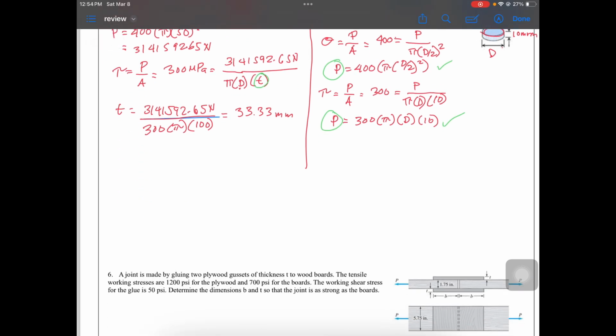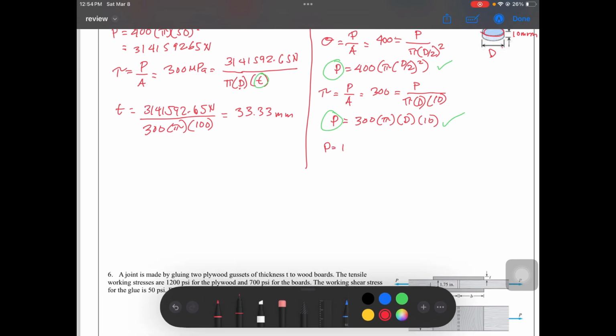So, equate natin sila each other. P is equal to P. So, 400 pi d squared over 4 equal to 300 pi d times 10. So, mag-cancel tayo. Let's simplify the equation. 400 over 4, 100 na lang to.